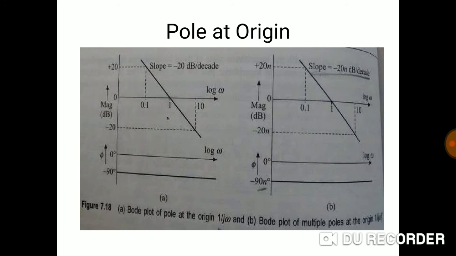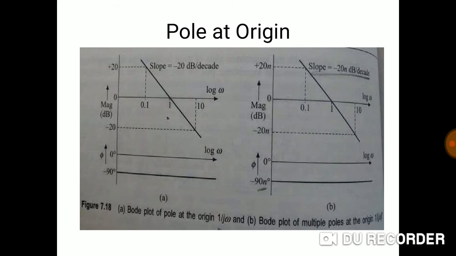Then the pole at the origin, which we have discussed: for a pole at the origin you will get a minus 20 dB slope. Here two different things are shown, one pole at the origin or n poles at the origin, and we can see how to draw the slope of minus 20. As I showed you, the semi-log paper contains 5 cycles: 0.1, 1, 10, 100, 1000. In this way you can mark the 5 cycles. The first cycle is at 0.1, another at 1, the next at 10, then 100 and 1000. That is your log omega.